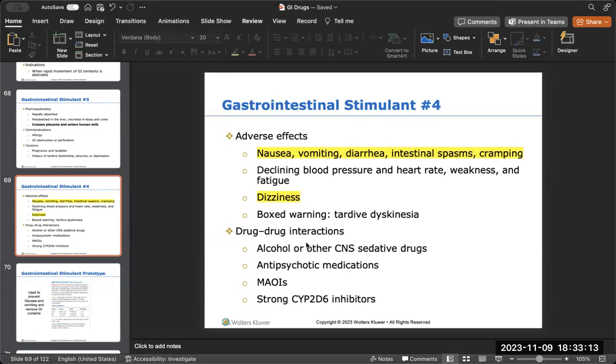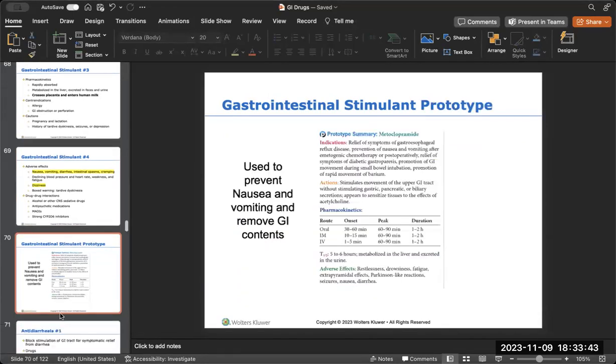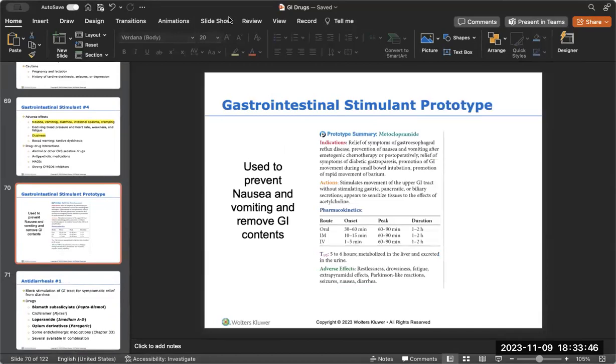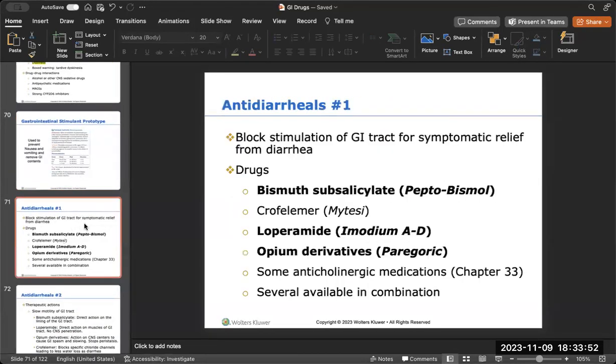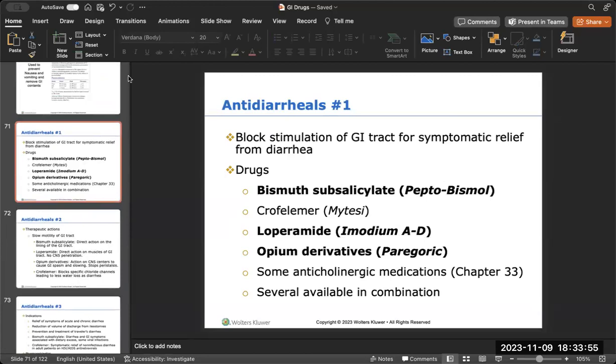And drug-drug interactions include alcohol or CNS sedative drugs like benzodiazepines, antipsychotics, MAOIs, monoamine oxidase inhibitors, which are antidepressants. All of these act on the CNS, so we don't want to give this patient any CNS depressants or CNS-acting drugs, because this medication, Reglan or metoclopramide, works in the CNS and can cause CNS depression on its own. And I would know that Reglan is used to prevent nausea and vomiting and move GI contents along. So it has a duality, or dual effect. Any questions?